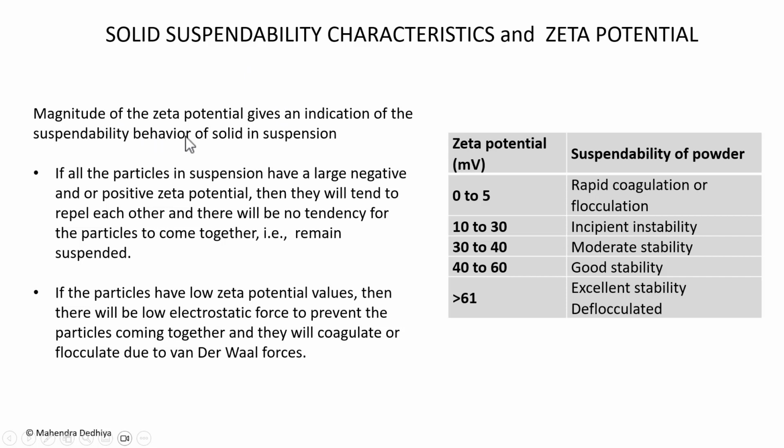So the magnitude of zeta potential is an indication of the suspendability behavior of solids in suspension. A zeta potential of around 5, and generally minus, shows rapid coagulation or flocculation. The suspension will be a flocculated suspension. As zeta potential increases to more than 30, it shows a deflocculated suspension. In the cosmetic industry, deflocculated suspension is commonly used. In pharmaceuticals, both flocculated suspensions as well as deflocculated suspensions are used.